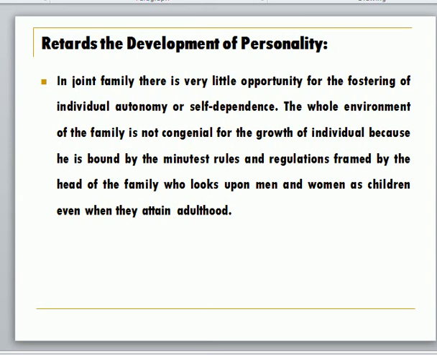In the joint family, there is very little opportunity for the fostering of individual autonomy or self-reliance.